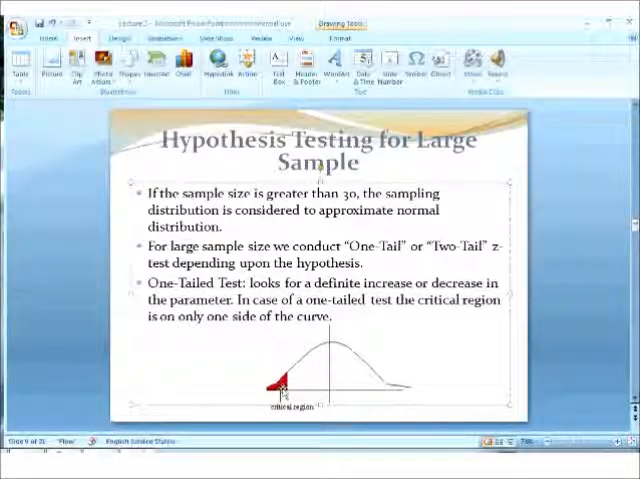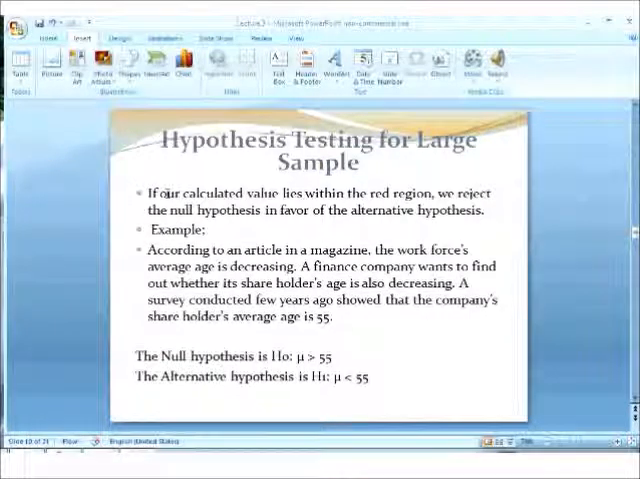And this is the critical region. In case of a negative value, here will be the critical region, and in case of a positive value, it will be on the other side. However, in both cases, whenever your z value that you have computed using the equation that we discussed one slide before this falls within the critical region, then you reject your null hypothesis in favor of your alternative hypothesis. So it is the repetition of what I just discussed. If our calculated value lies within the red region, we reject the null hypothesis in favor of the alternative hypothesis.